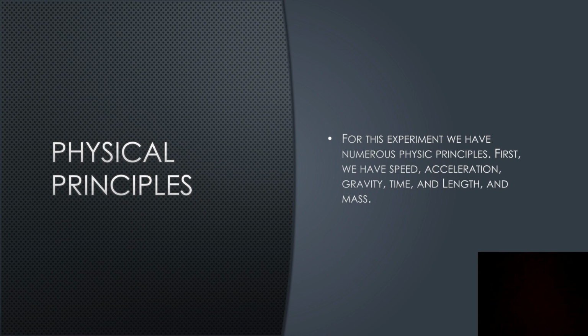With this experiment, we have multiple principles. We have the speed of the ball, the acceleration of the ball coming down. We have gravity. We have time, how long it takes from the second I release my hand down to the floor, and if it even bounces too. If it bounces, then it gets a little bit more airtime until it reaches the ground again. We have the length, so height, how tall I am, and mass, the weight of the ball.